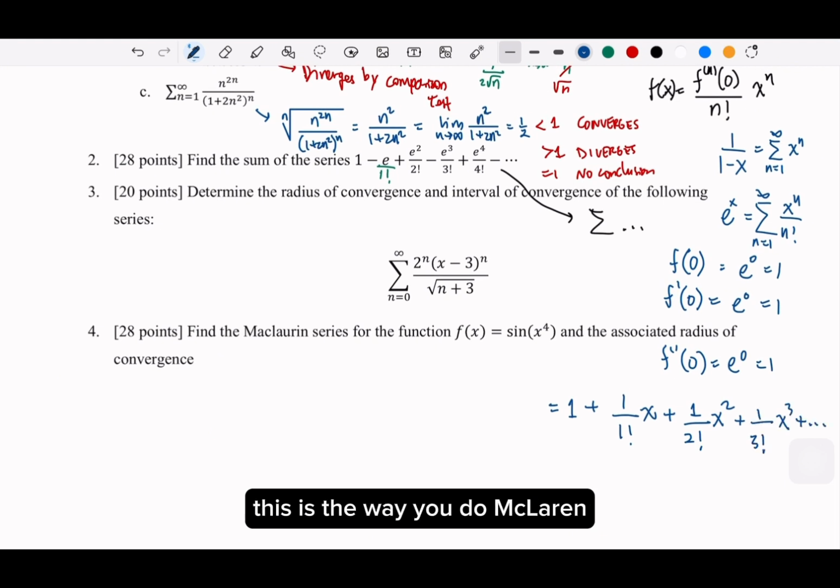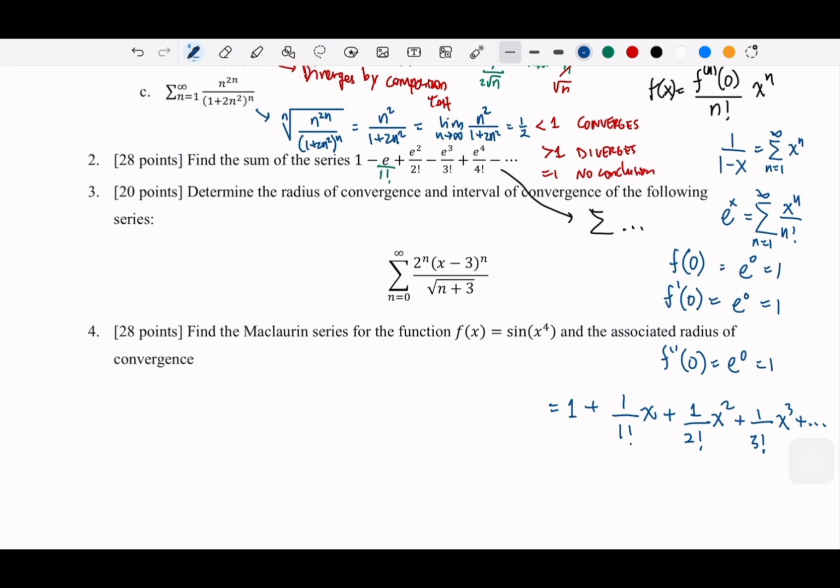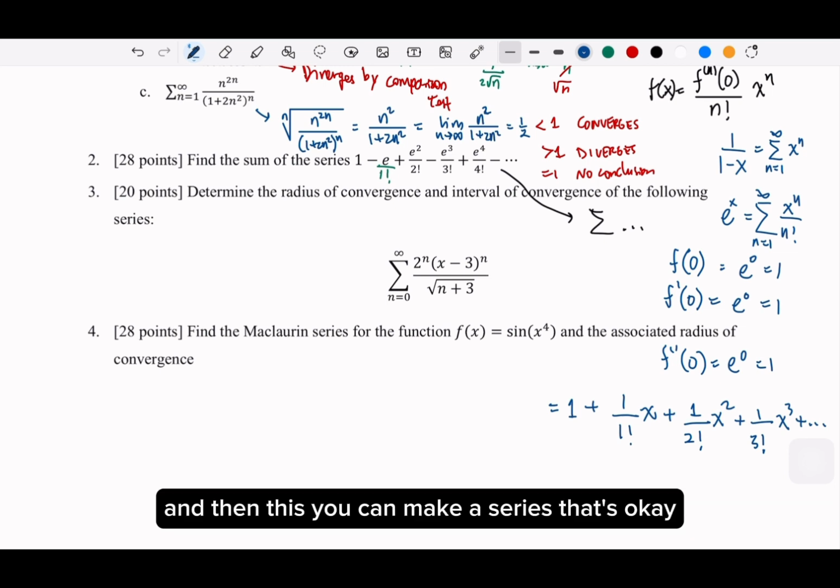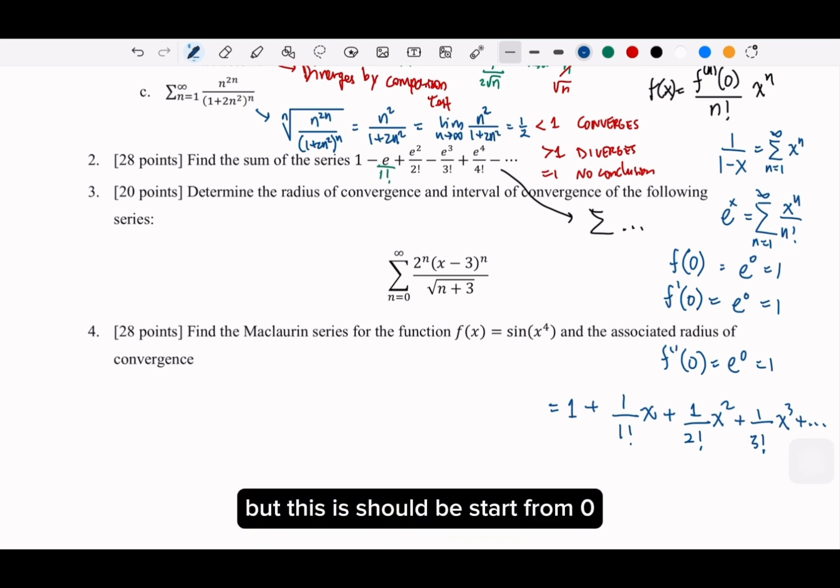This is the way you do Maclaurin. And then this, you can make a series. But this should start from 0. Sorry, it should start from 0.